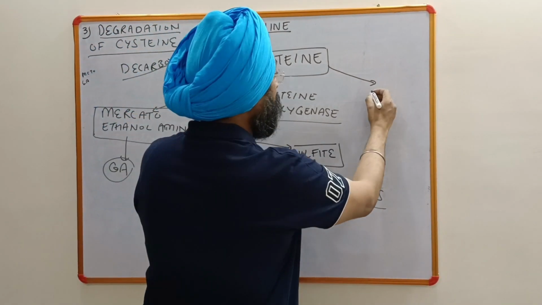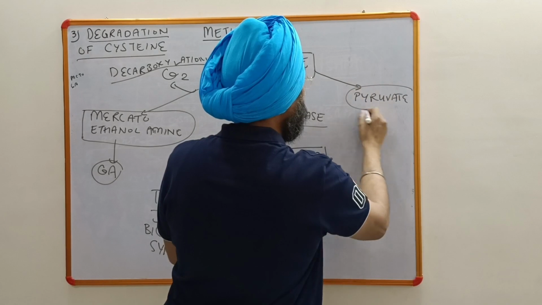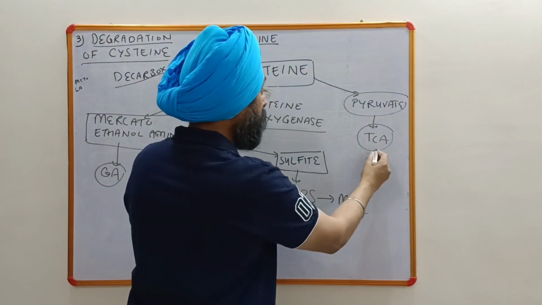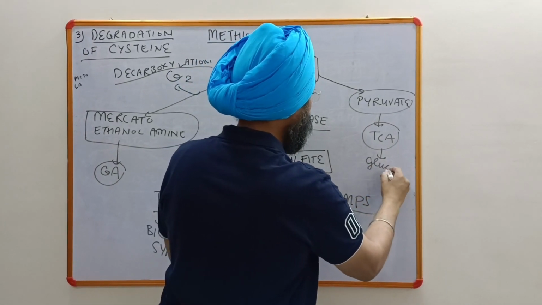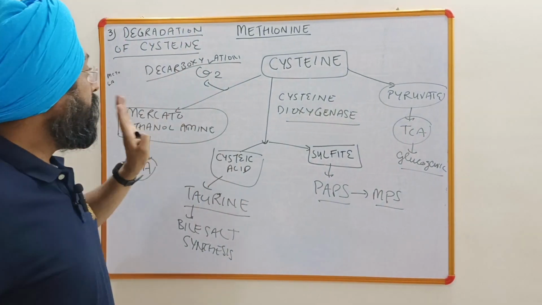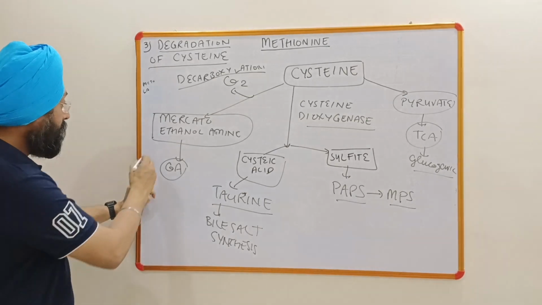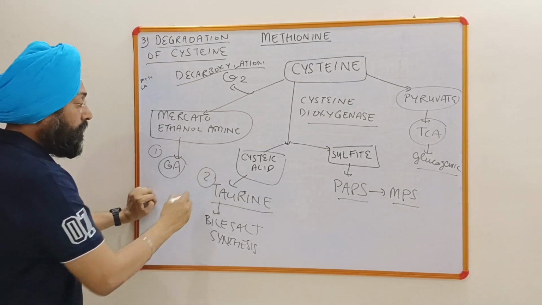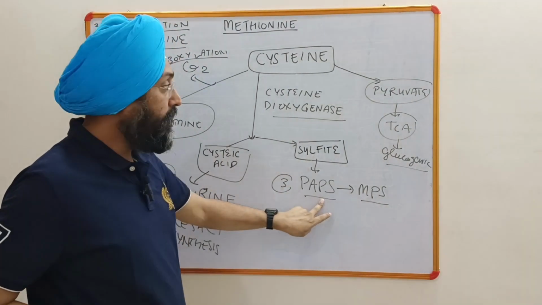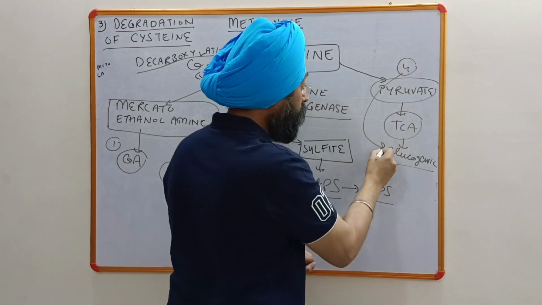And cysteine can also lead to the synthesis of pyruvate, right? Pyruvate can enter the TCA cycle. So this amino acid is glucogenic, as we discussed earlier. So there are basic four products. One is coenzyme A, second is taurine, third is PAPS, phosphoadenosine phosphosulfate, and fourth is pyruvate, leading to the synthesis of glucose.